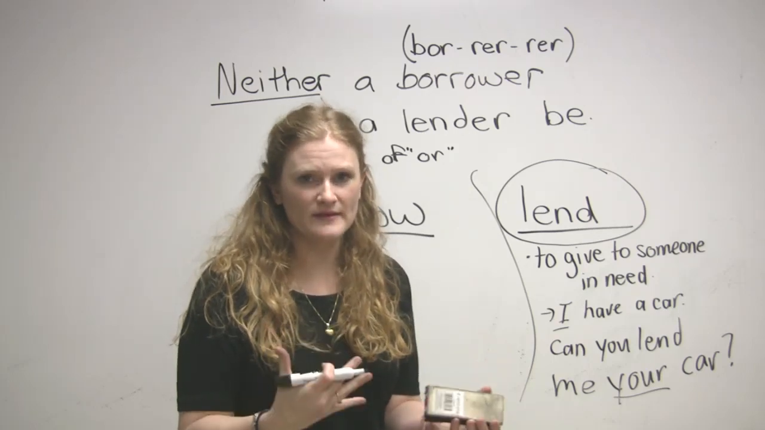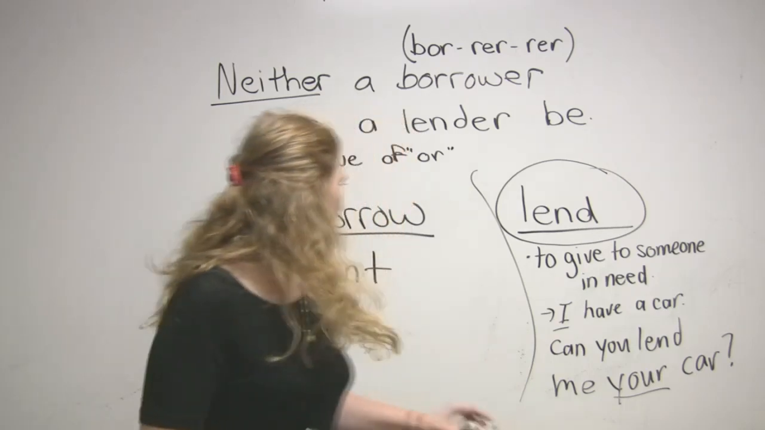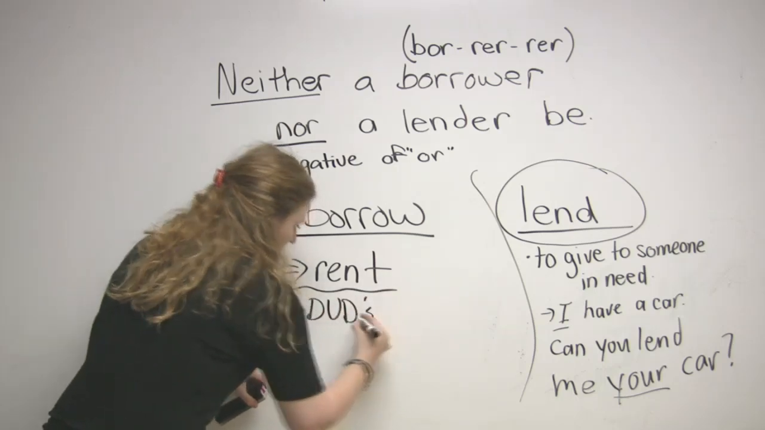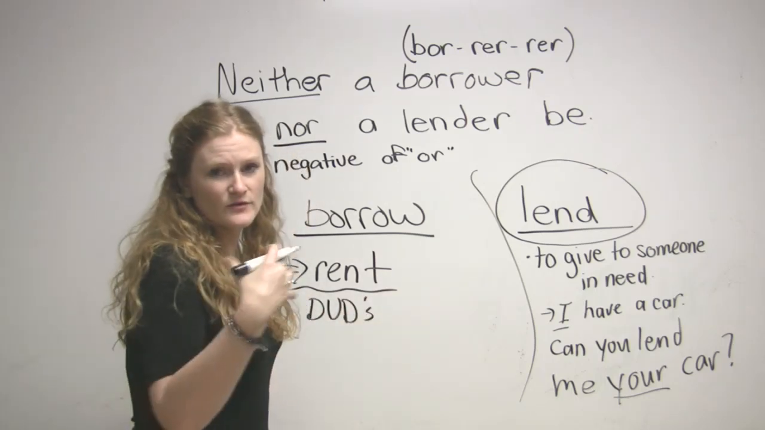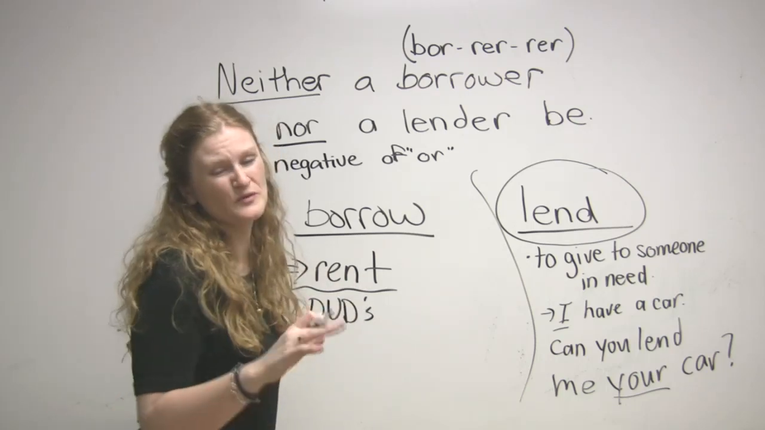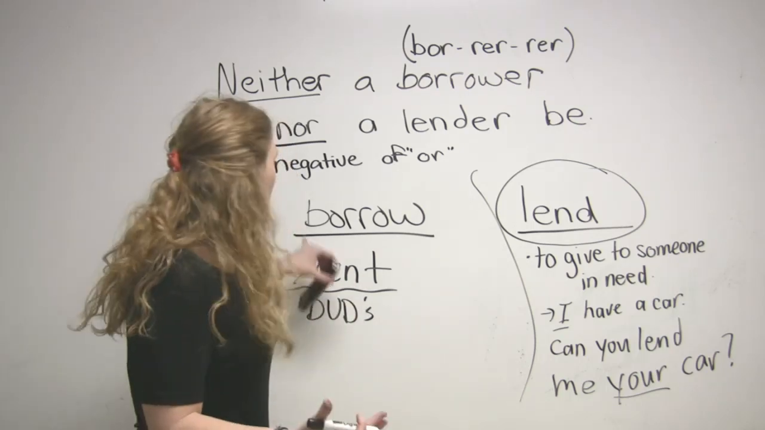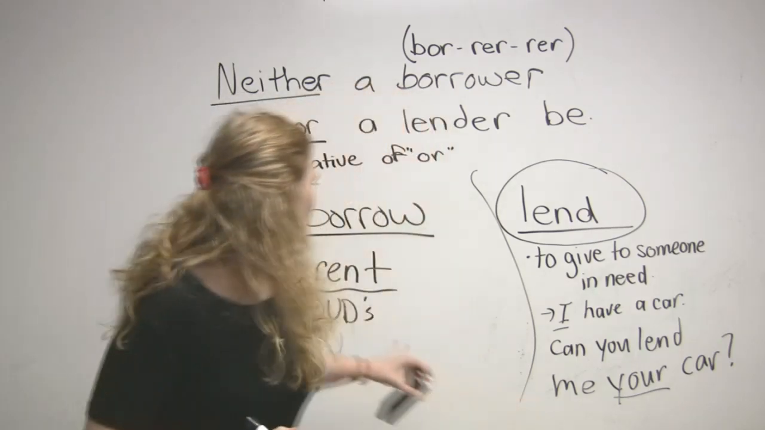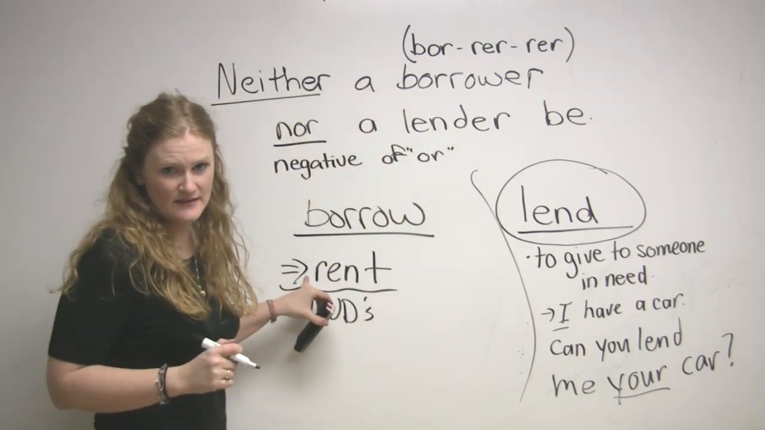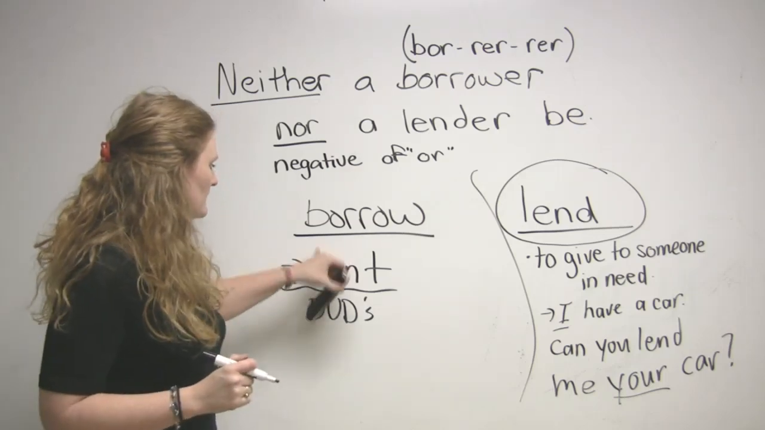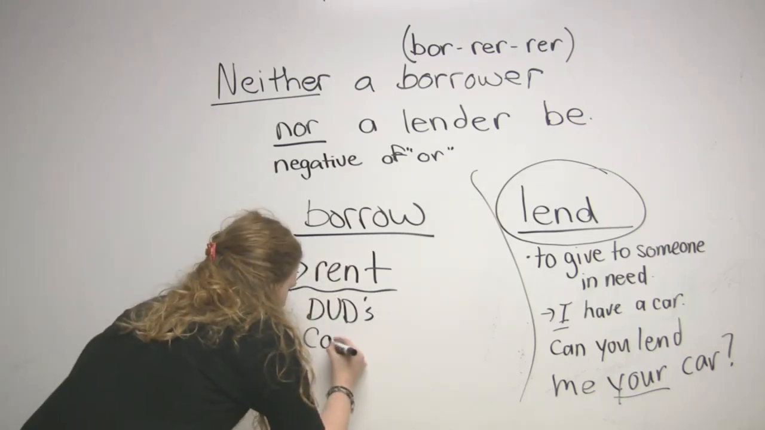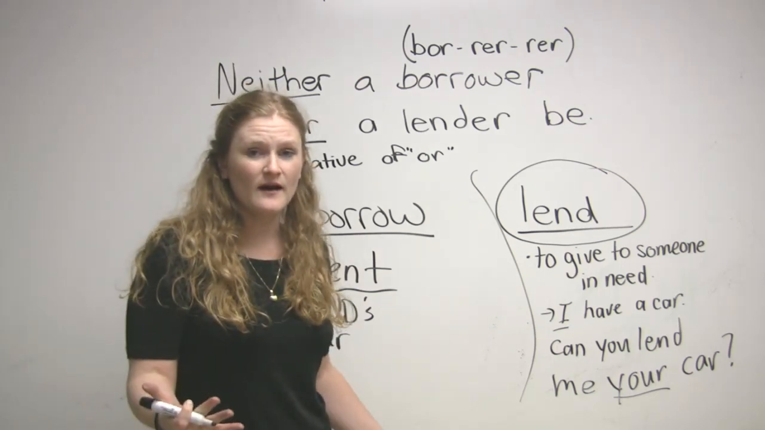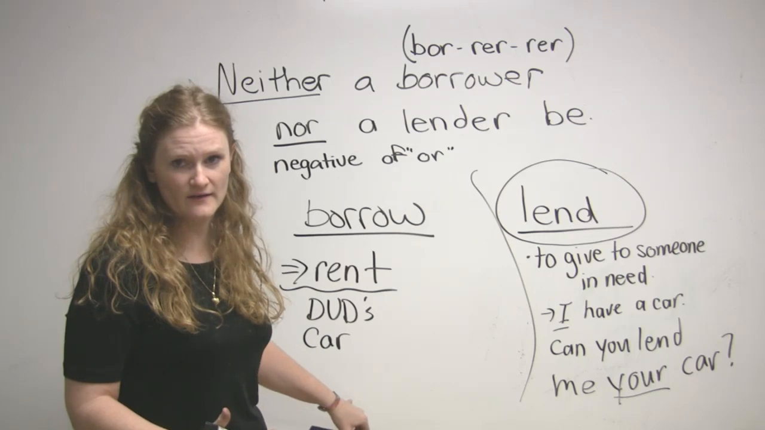Now very common things that we rent are DVDs. If I go to the video store, I don't want to buy the DVD. I cannot borrow it because the video store wants my money. So I can rent the DVD. Another thing that you can rent is a car. I do not have enough money to buy a car. I can go and rent a car.